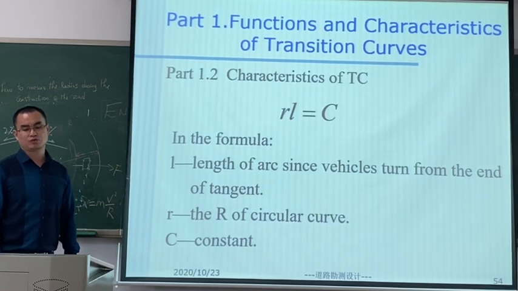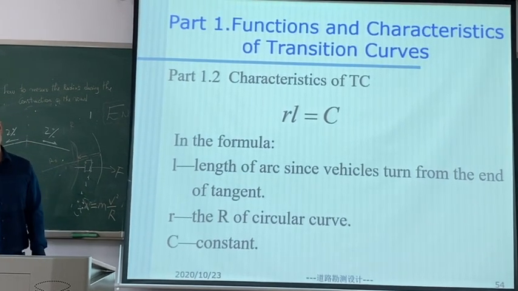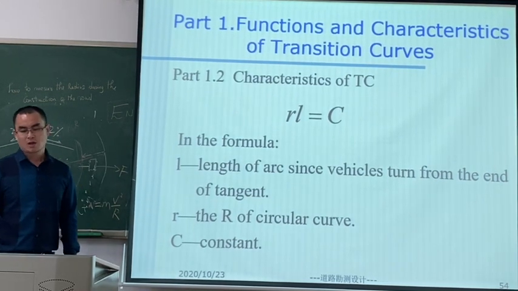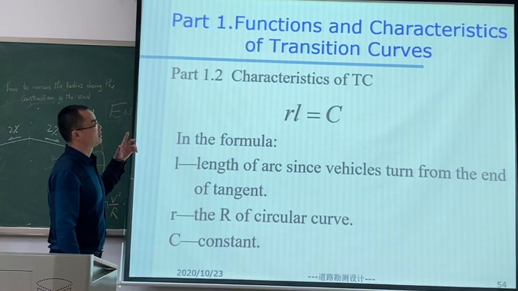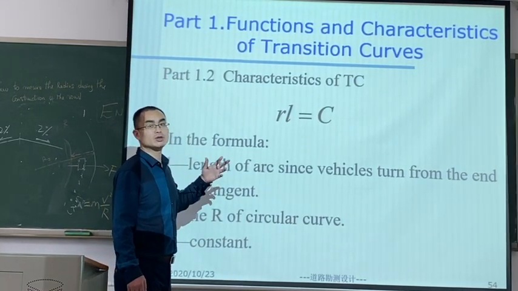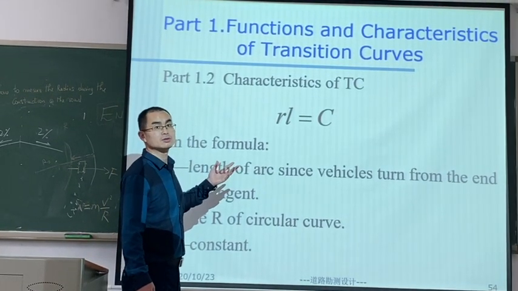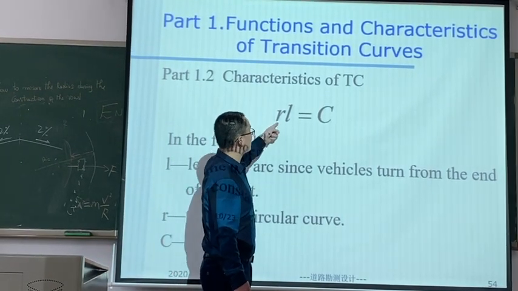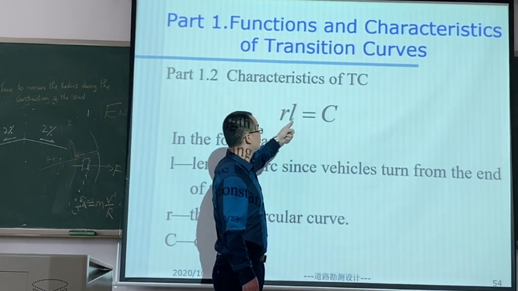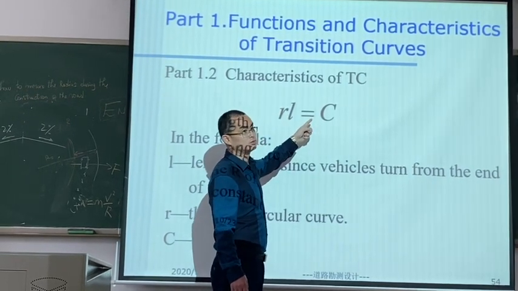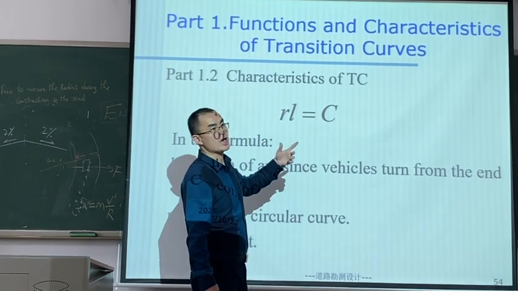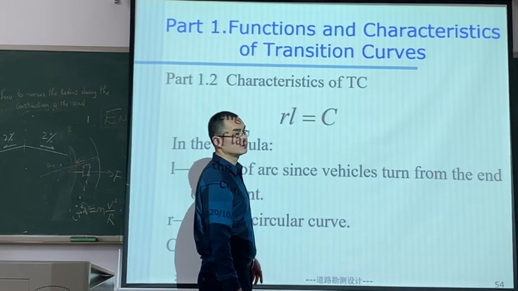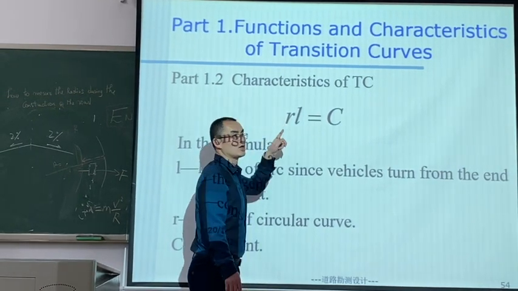Part 1.2, characteristics of transition curve. The equation is R multiply L is equal to C. C is a constant value. R is radius.